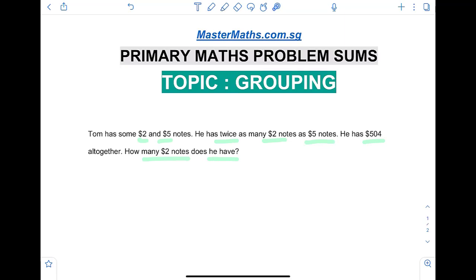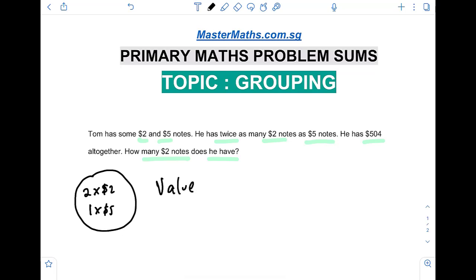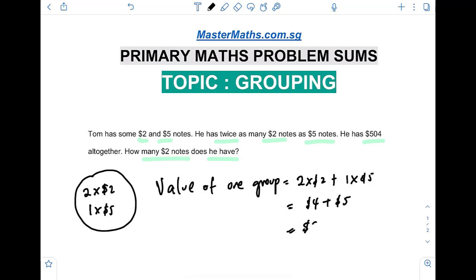Now, to do this question, we can group two $2 notes together with one $5 note. So in one group, we'll have 2 times the $2 notes, and 1 times the $5 notes. And the value of one group can then be found. 2 times $2 plus 1 times $5 will give us $4 plus $5, $9.